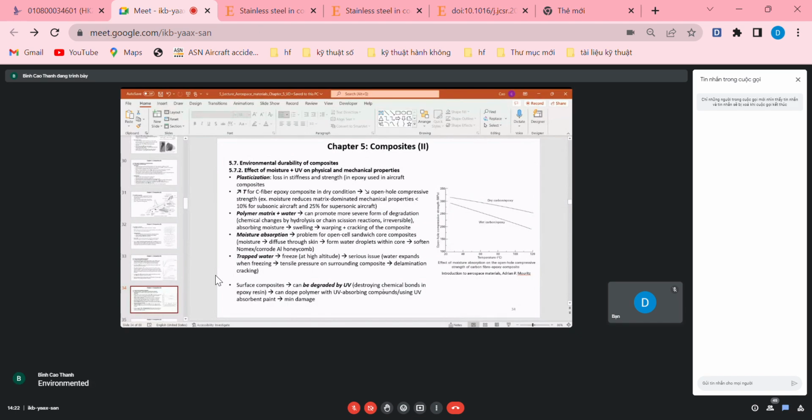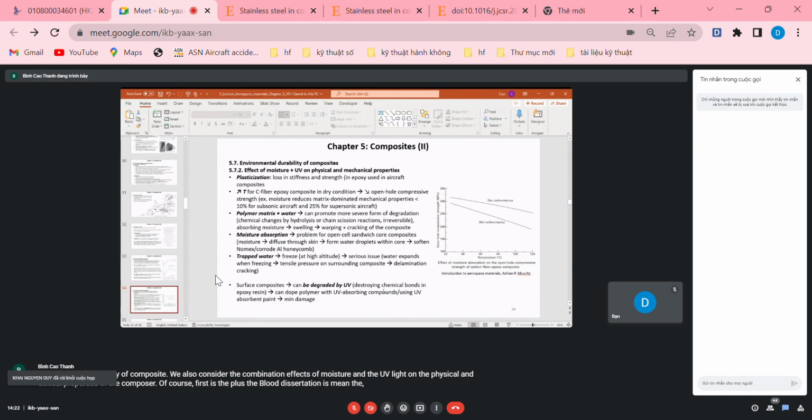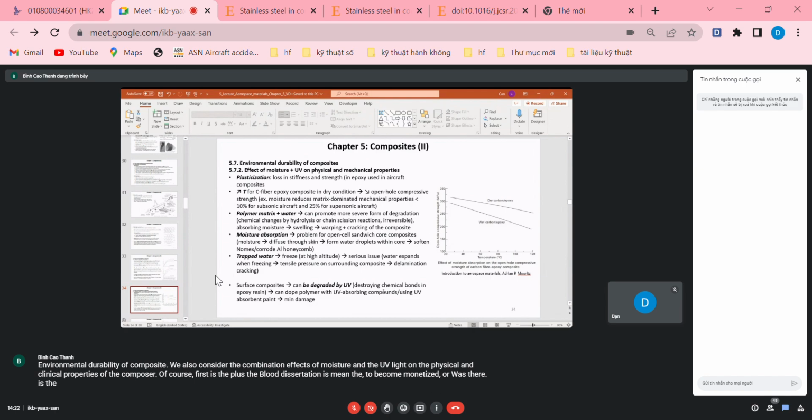Regarding environmental durability of composite, we also consider the combination effects of moisture and UV light on the physical and mechanical properties of the composite, of course. First is plasticization. This means to become more ductile. It is the effect of losing stiffness and strength in the epoxy used in aircraft composite.